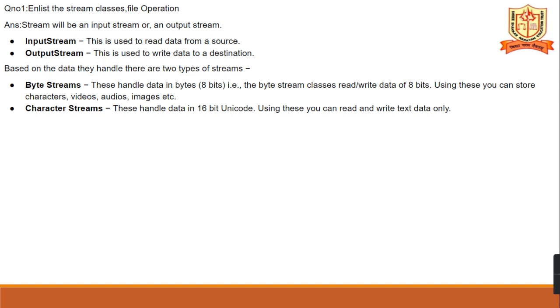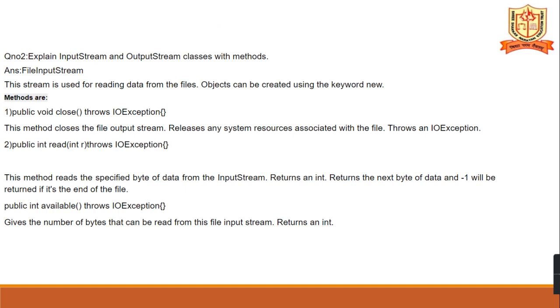Based on how the data is handled, there are two types of streams: one is a byte stream and the other is a character stream. Byte stream is used to handle the data in bytes, that is, byte stream classes read or write data of 8 bits. And character stream handles data of 16-bit Unicode. Using this, you can read or write text data only.